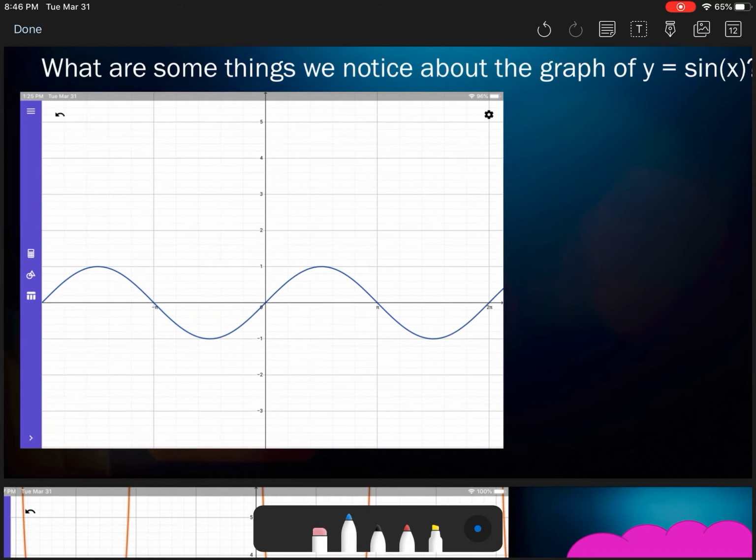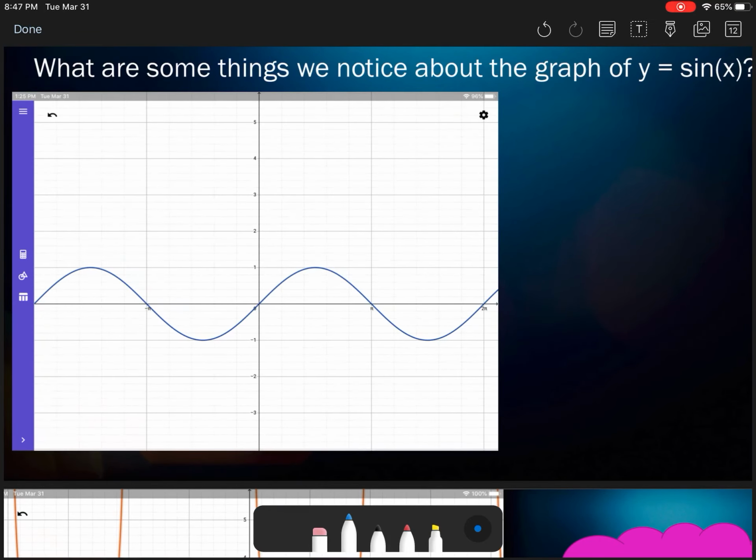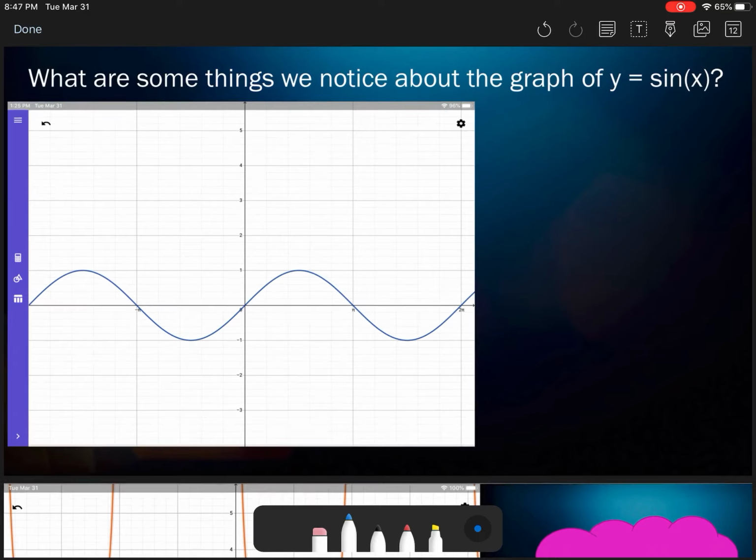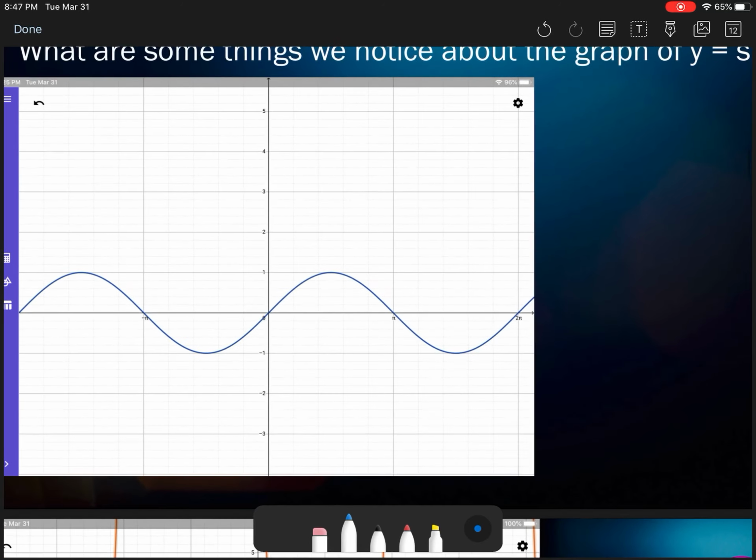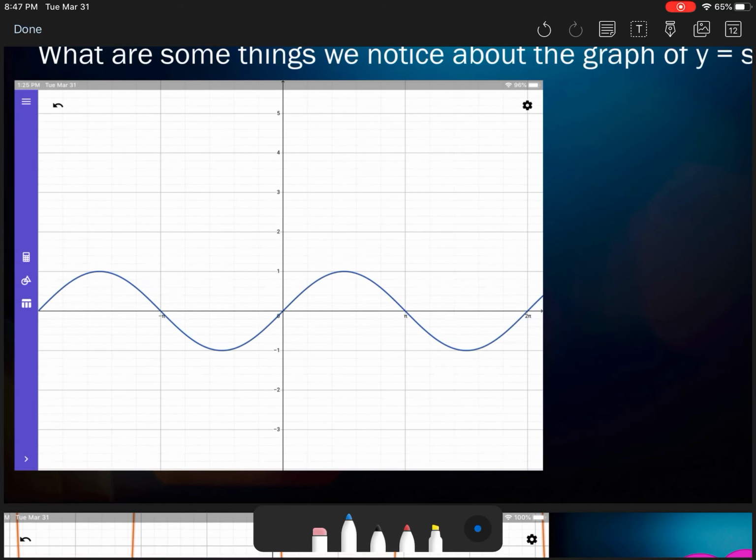Okay. What are some things we notice about the graph of y equals the sine of x? Just some characteristics you want to be able to identify, because if you're given a graph, you want to be able to decipher the difference between the graph of the sine function, cosine function, and tangent. Tangent's the easiest. You'll see that in a few minutes. Cosine and sine sometimes are a little bit harder to tell the difference between.